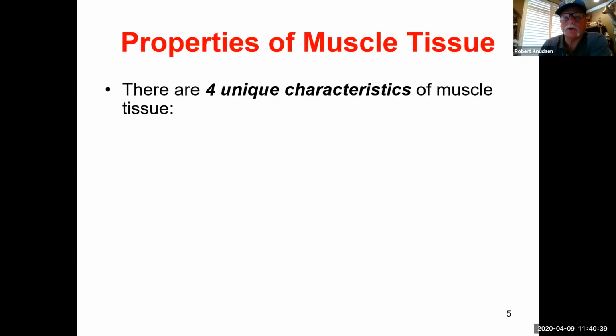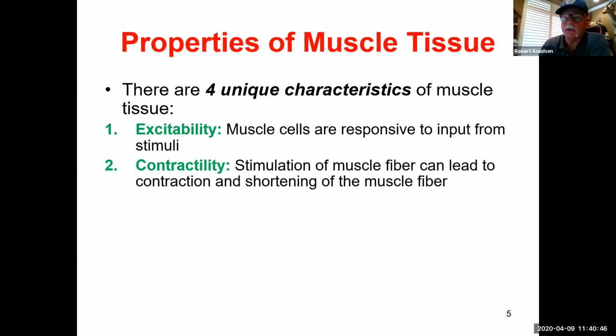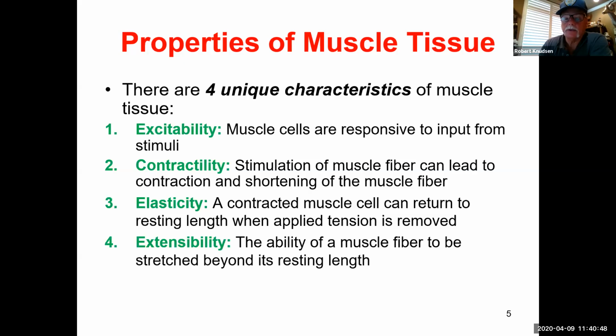Properties of muscle. There are four unique characteristics. Remember this one: excitability, contractibility, extensibility, and elasticity. Okay, I'll ask you a question on that on the exam.